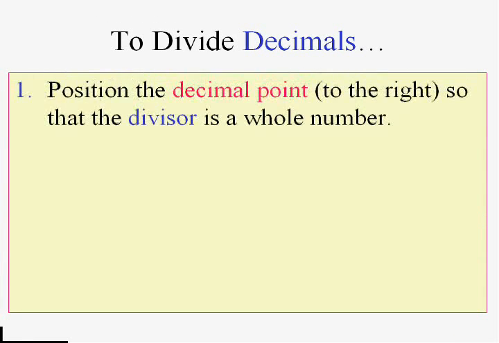Well, let's use these same principles dividing decimals. To divide decimals, we're going to position the decimal point to the right so that, remember who the divisor is, so that the divisor is a whole number. We have to keep the divisor happy. He's the guy who's doing the dividing.